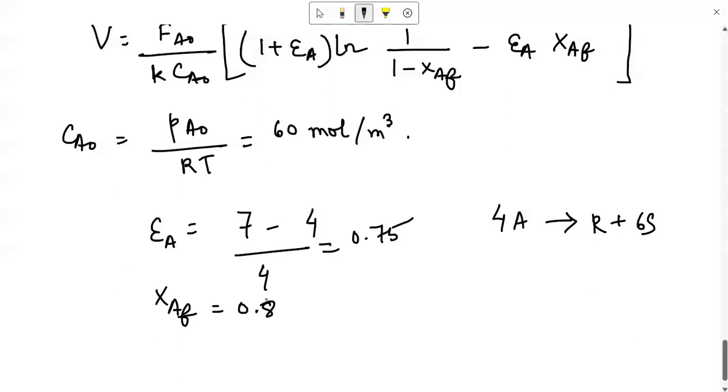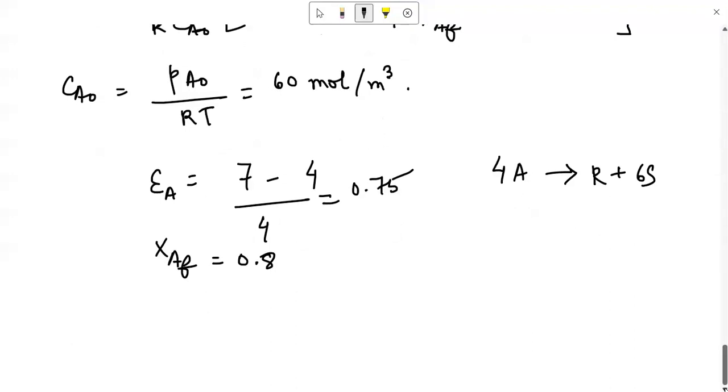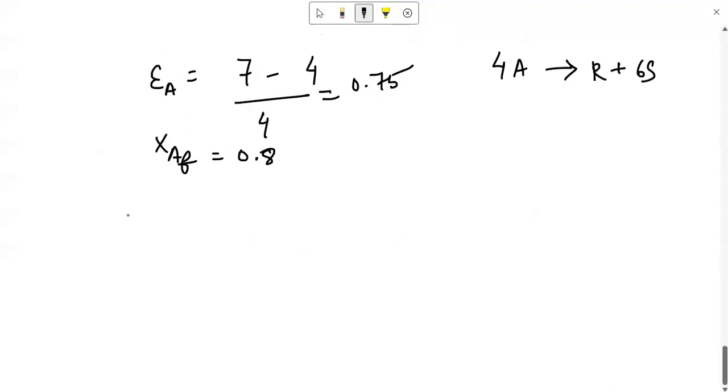that is 0.8. Now if you write all the values appropriately, you will get that the volume of the reactor V is 0.148 meter cube or 148 liters. This is how we use the performance equation calculated across a differential volume of a plug flow reactor to ultimately find the size of the whole reactor.